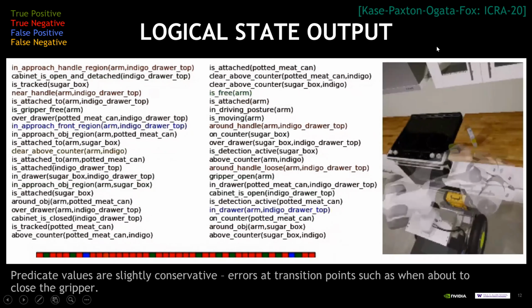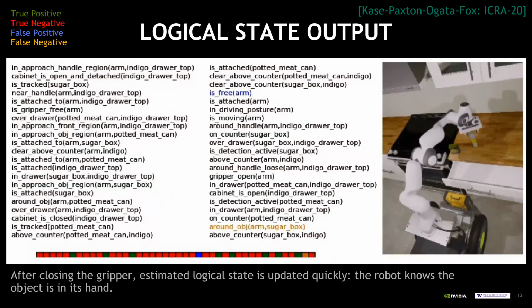Once we do that, a frame later, it's gotten this correctly. It's updated its internal state. So now it knows that the arm is next to an object. It's grabbed something, and it believes that at least the arm and the sugar box are connected. So now it'll presumably try to lift it up, which it does.